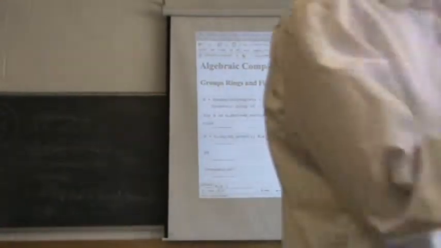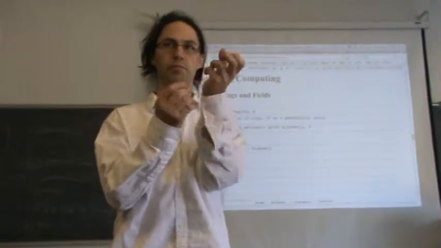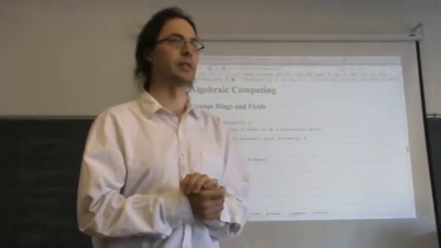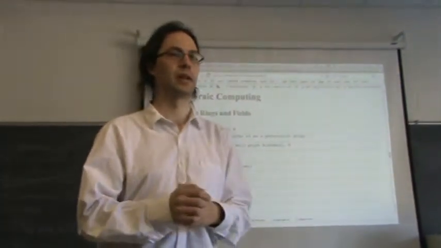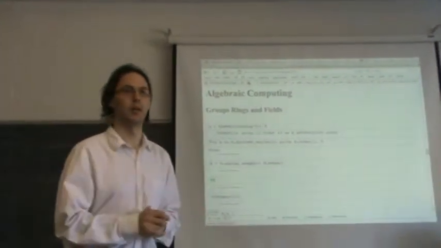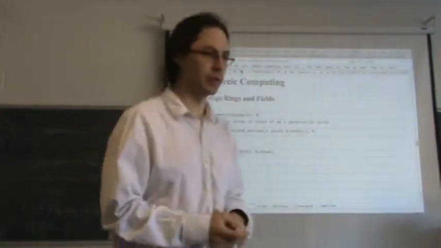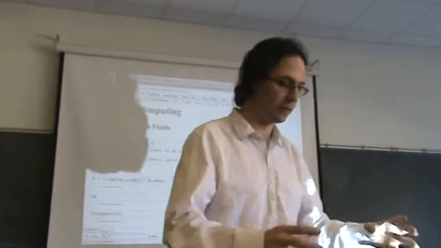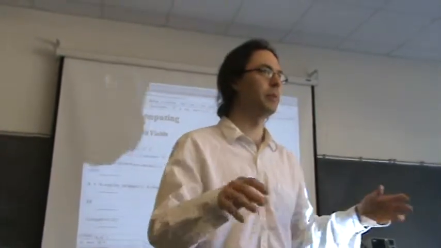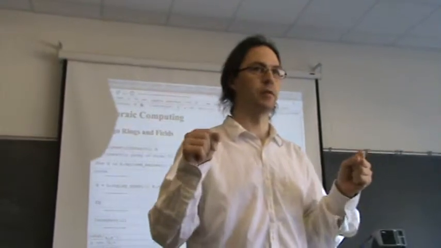A group is just a set with a way of basically multiplying together elements in the set to get another element in the set that satisfies certain conditions. So, for example, if you take 5 things and consider all possible ways of permuting them, then that is a group, an example of a group.